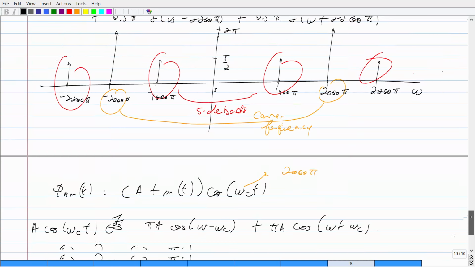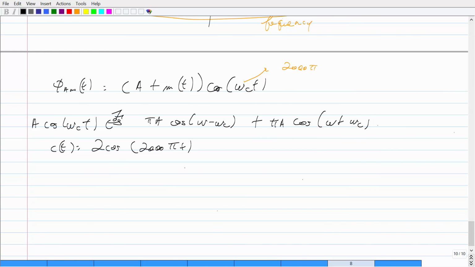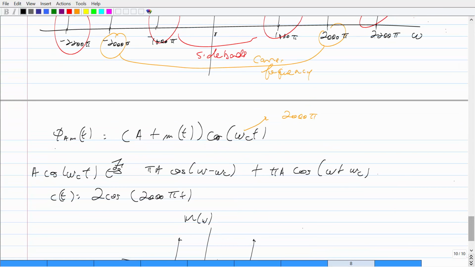Okay, now the message signal is quite obvious. We can see here that these are even, and then we've modulated by 2000 pi. So all you have to do is take each of these frequencies and subtract 2000 pi, and what do you get? So your actual message spectrum is going to look like this. So it's plus, and then this is minus 200 pi.